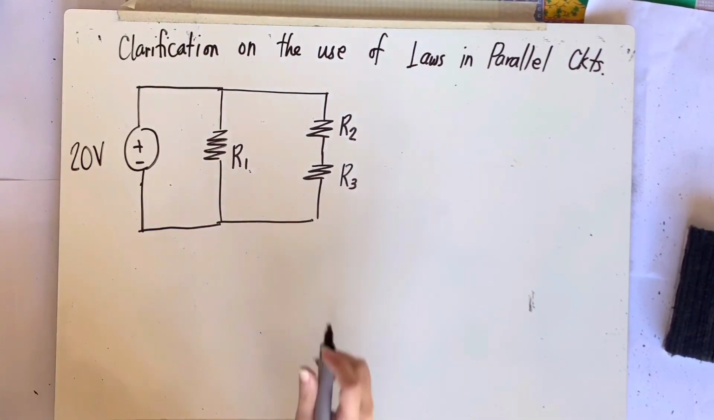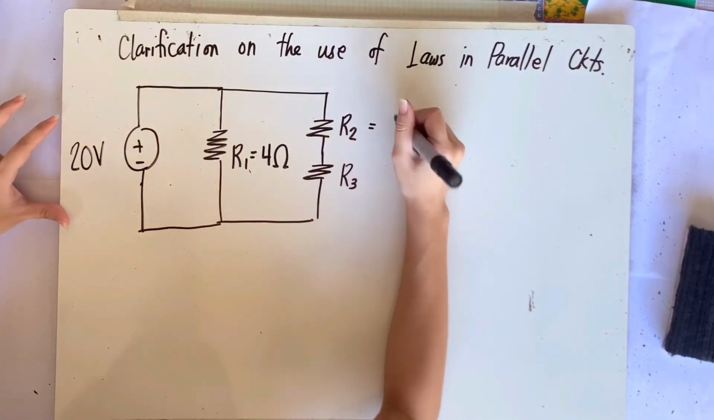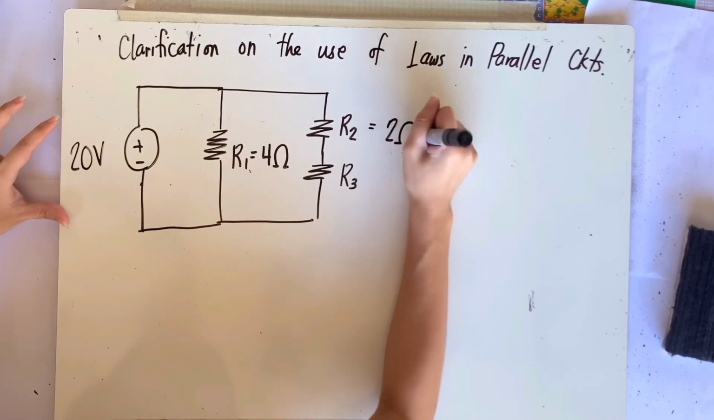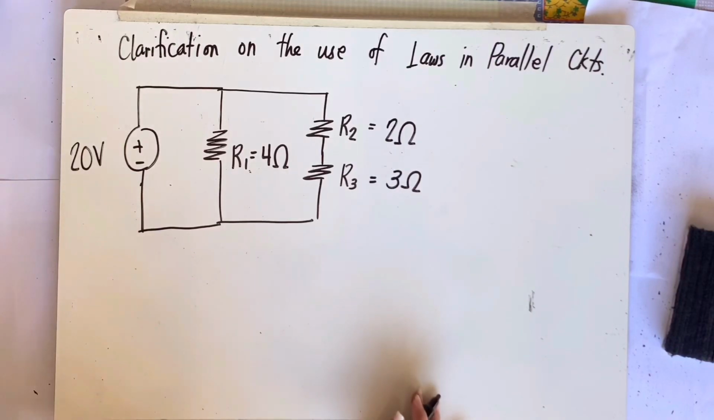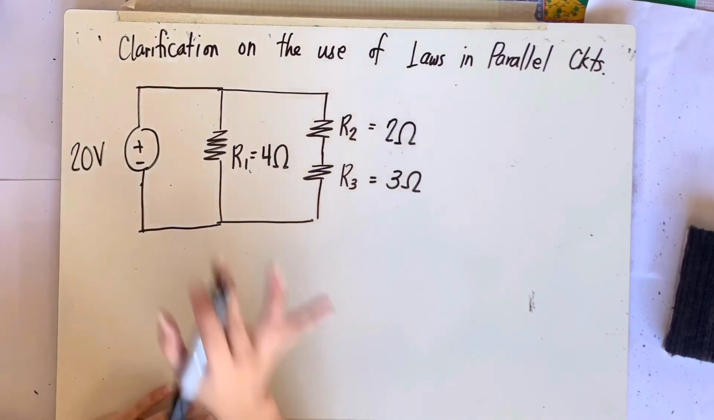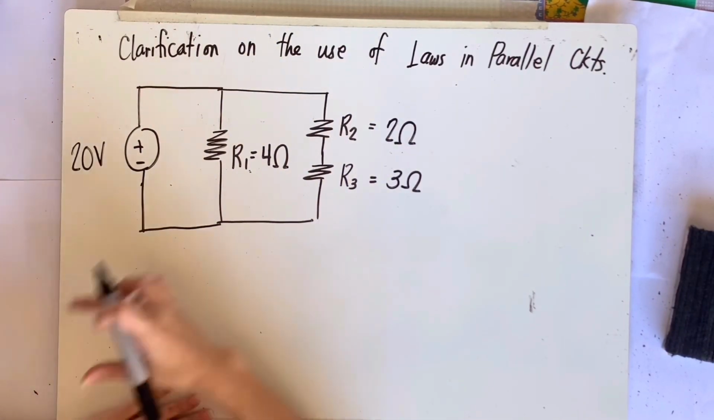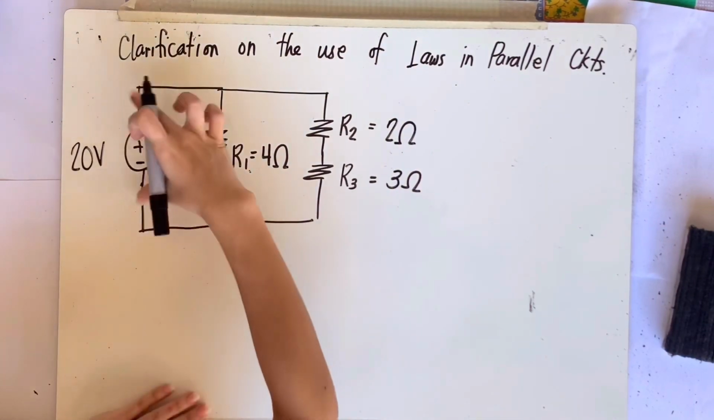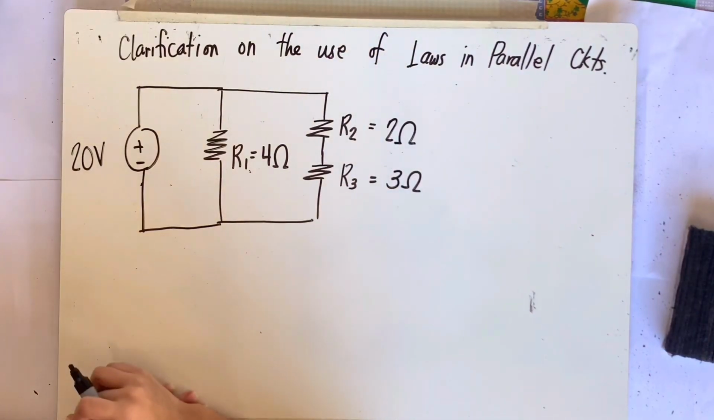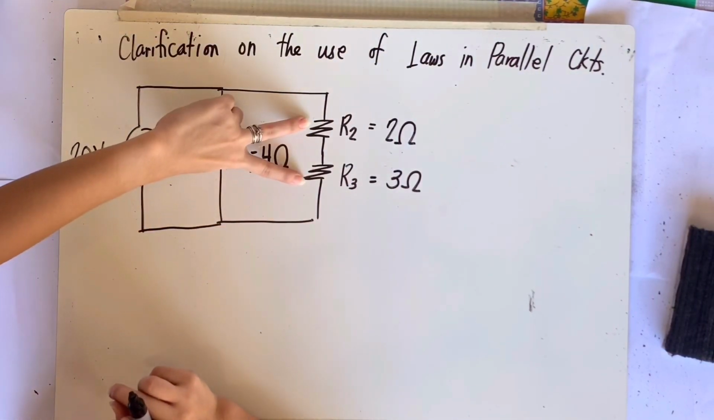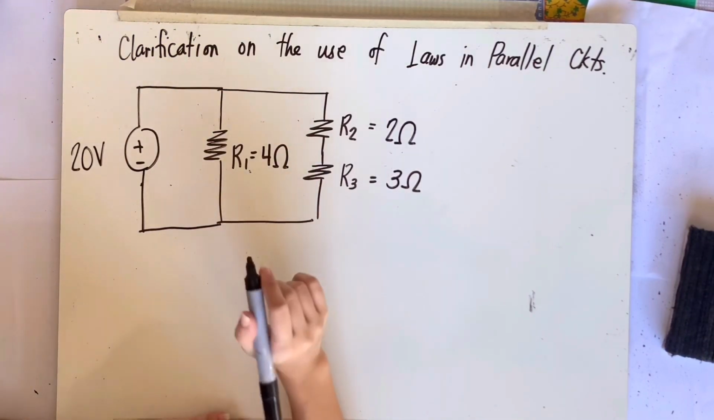Okay? Let's assign value. So, for R1, sabihin natin 4 ohms ito. Tapos, let's say R2 is 2 ohms. And then, let's say R3 is 3 ohms. Okay? Now, the circuit that we have here is considered a combination circuit. Bakit daw po? Because alam natin, this looks like a parallel circuit. You have two branches connected to 20 volts. But, if you're going to notice the second branch, it has two resistances which are connected in series na nakalagay sa kanya. Therefore, series parallel ang combination natin.